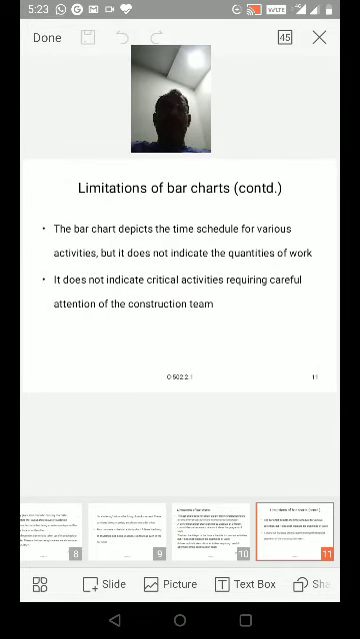Some other limitations of bar charts. The bar chart depicts the time schedule for various activities, but it does not indicate the quantities of work. It does not indicate critical activities requiring careful attention of the construction team.